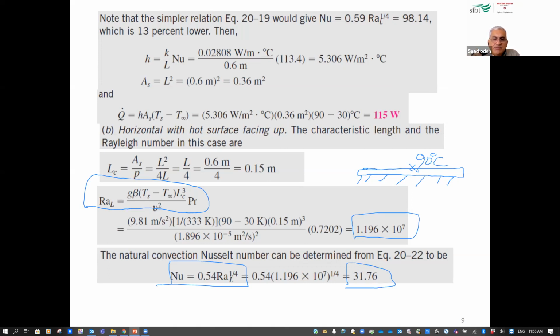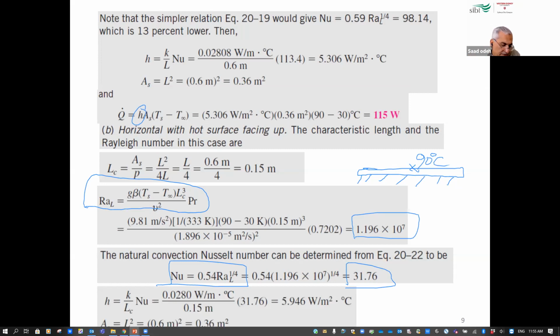If I have less H, or less heat transfer coefficient, it means I will have less heat transfer, because the heat transfer coefficient is multiplied by the other variables, or other factors, in the equation. So if I have more H, I will have more heat transfer. So let's see what heat transfer we get here. This is the heat transfer.